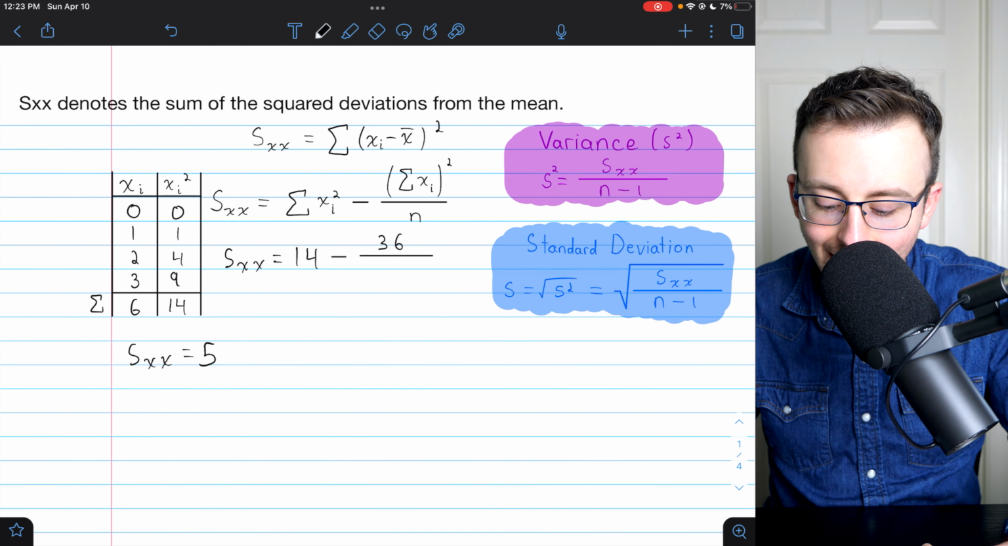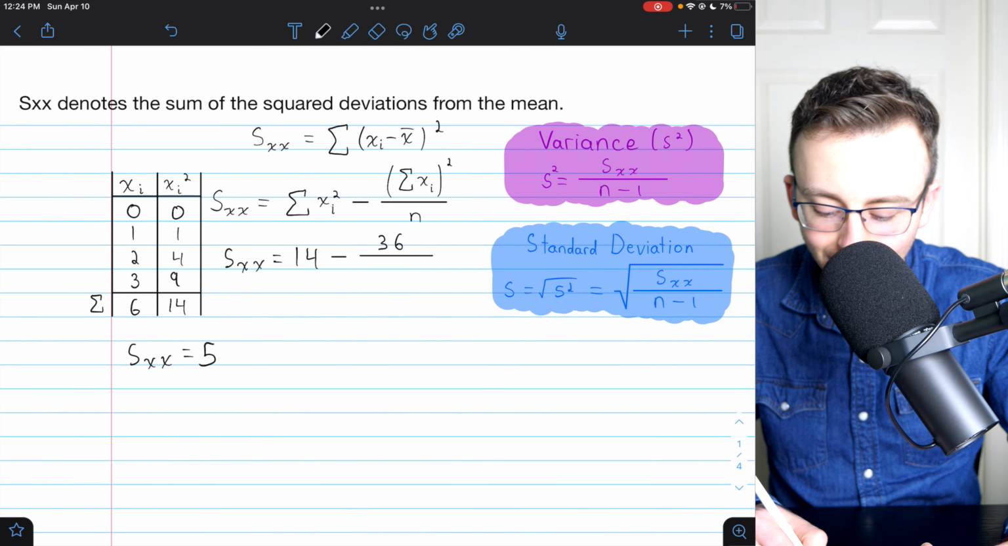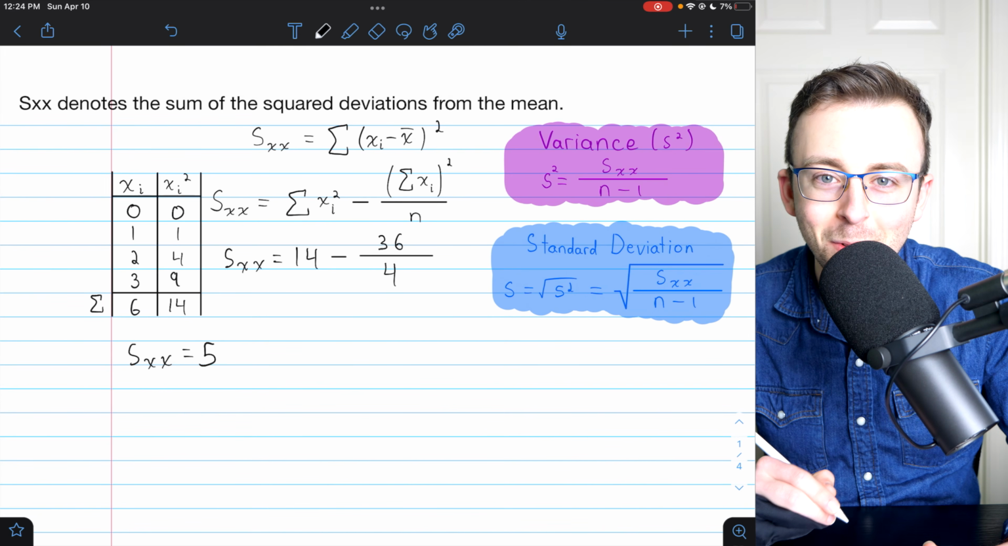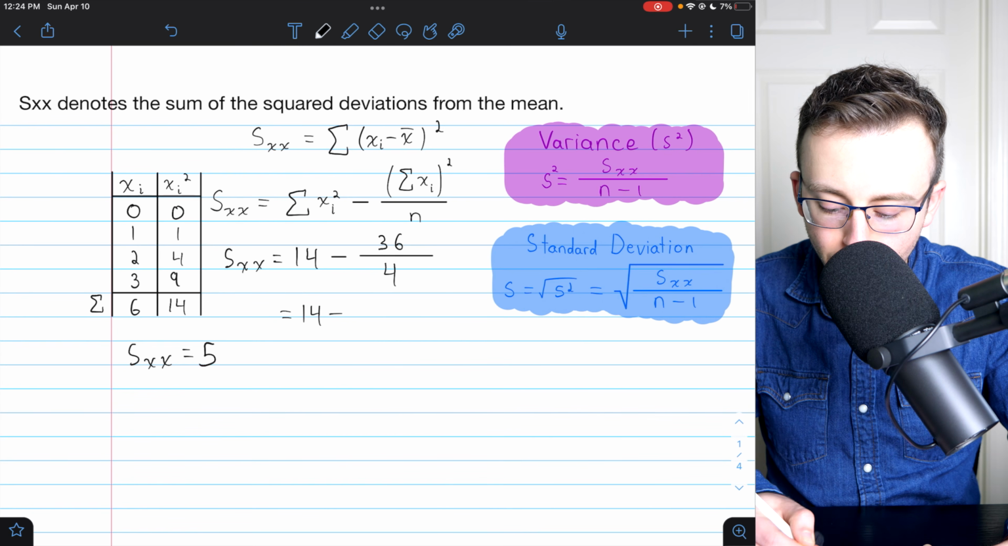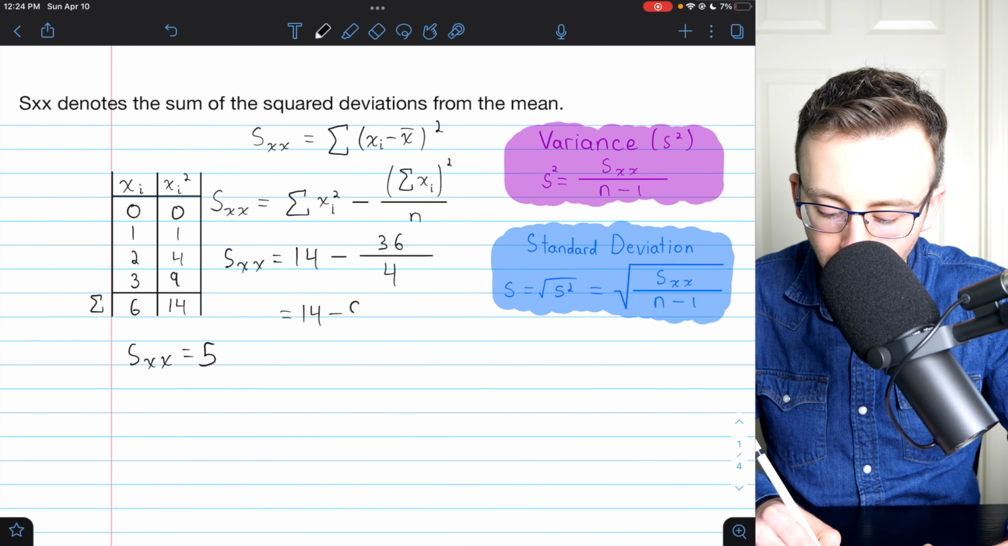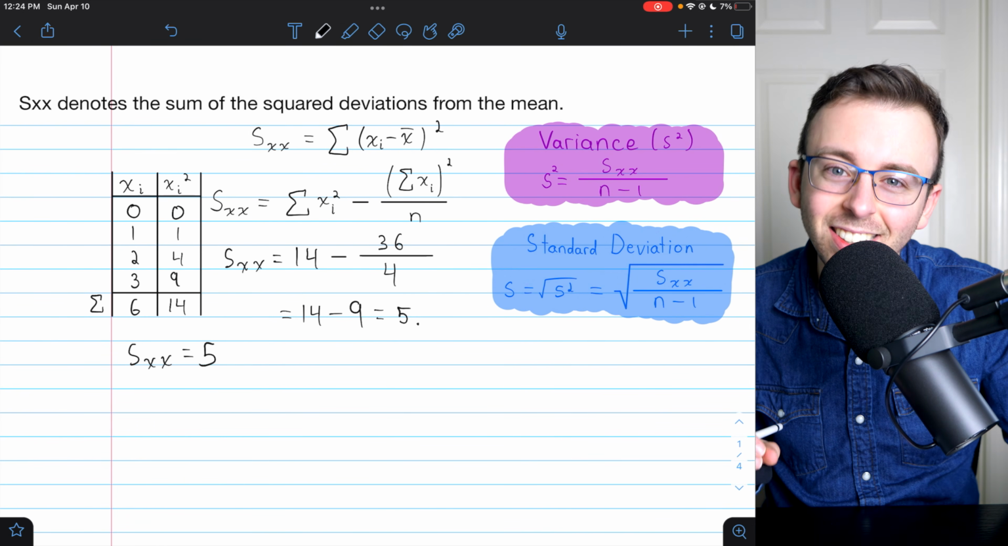And then divide by n, the number of data values, which is 4. Sorry about that. And hey, just like we expected, this turns out to be 14 minus 36 over 4, which is 9, and so again we see SXX is 5. This formula, I think, is a little nicer.